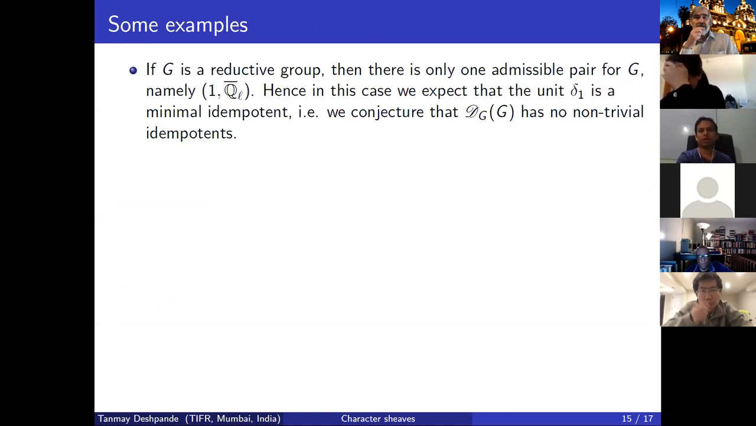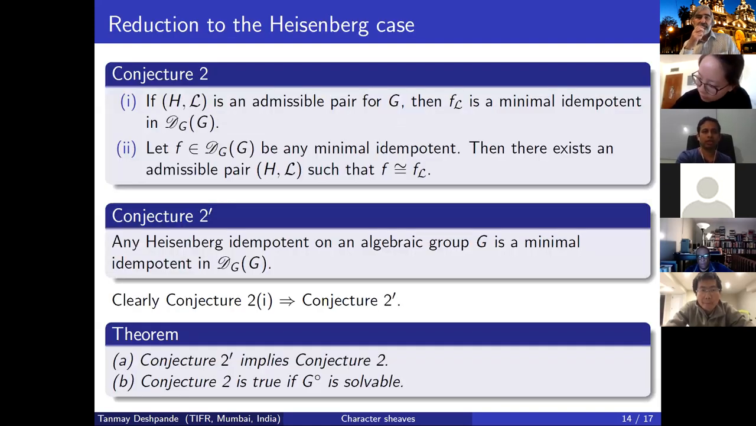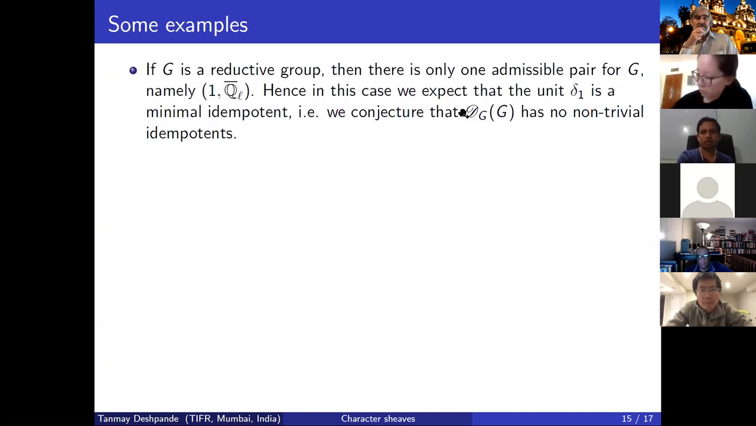If G is a reductive group, then it's not hard to see that there is only one admissible pair, namely where H is the trivial group. So what does conjecture 2 say in this case? It says that this category D_G of G has no non-trivial idempotent. We expect that the idempotent corresponding to this admissible pair is just delta 1, the delta sheaf supported at 1, which is of course the unit of D_G of G. So for a reductive group, conjecture 2 is equivalent to the claim that there are no non-trivial idempotents in D_G of G. By the way, this is still open, as far as I know.